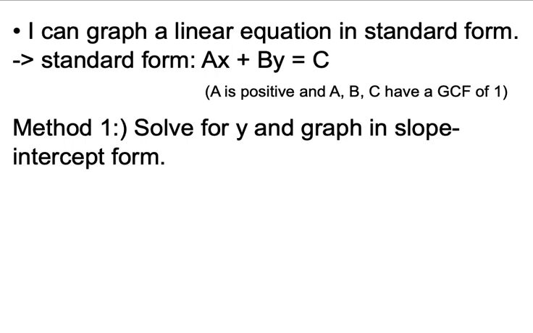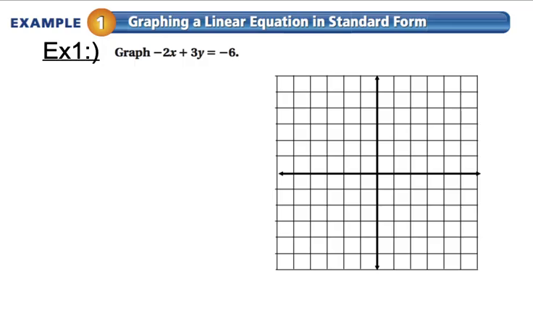So in the notes, we're going to do I can graph a linear equation in standard form. Now standard form is ax plus by equals c. A is positive, and a, b, and c have a GCF of 1. So method 1 is what we've already learned how to do. You're going to solve for y and then graph it in slope-intercept form. So let's go through a couple examples of this.